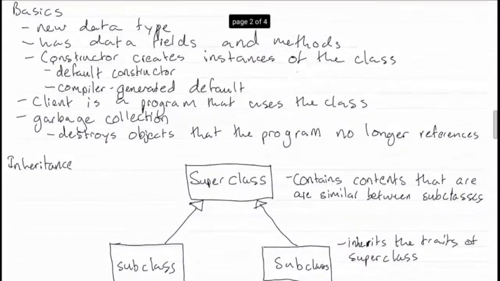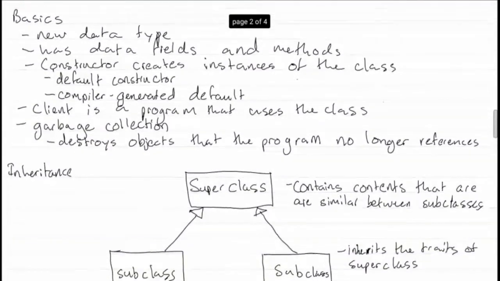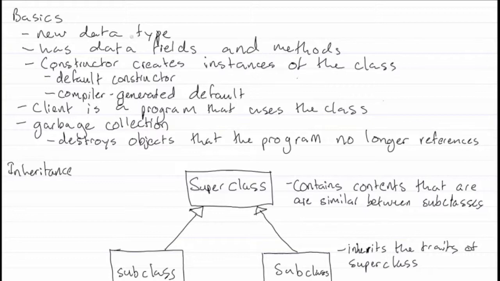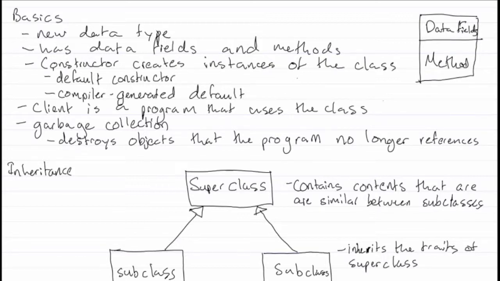So let's go over a few basics. A class is a new data type. Every time you define a class, you can use it as its own data type. It has data fields. This is a diagram of how a class looks. Here we have the top of it, and here are all your data fields. And then here are all your methods. That's usually a basic outline.